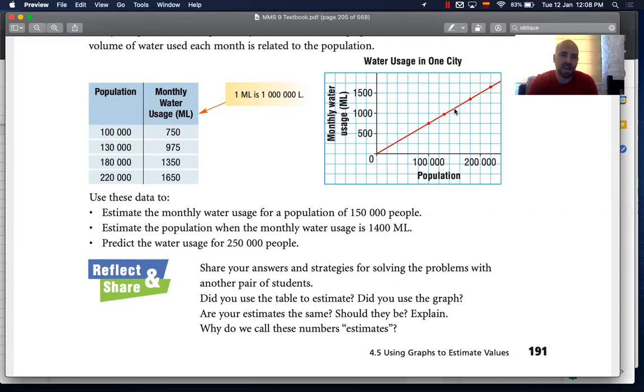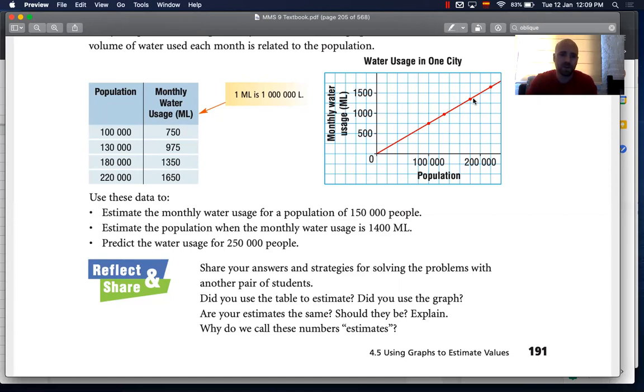1,125 megaliters would be, in my opinion, a good estimate if we have 150,000 people. The next is estimate the population when the monthly water usage is 1,400 megaliters. That's going to be slightly below here, but closer to the 1,500 than to the center line. I'm guessing it's going to be somewhere around where this dot is, but probably a little bit over, because that dot is at 180,000 people, and that's 1,350. So it's going to be slightly higher. Maybe 185,000, something like that.